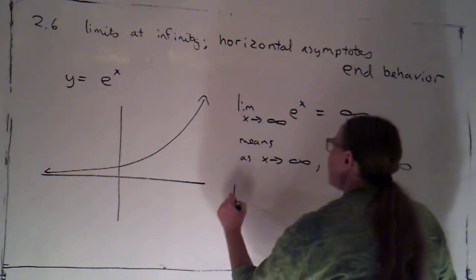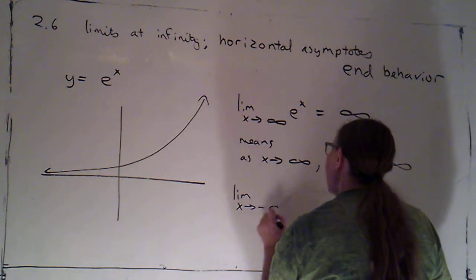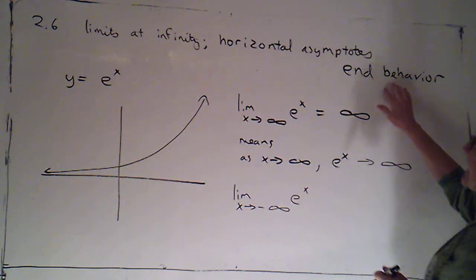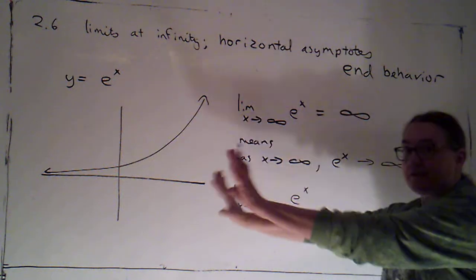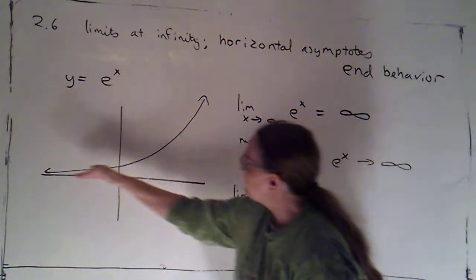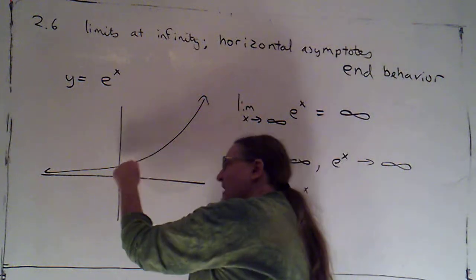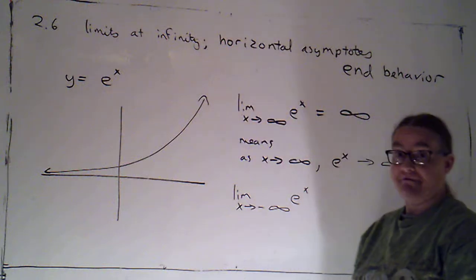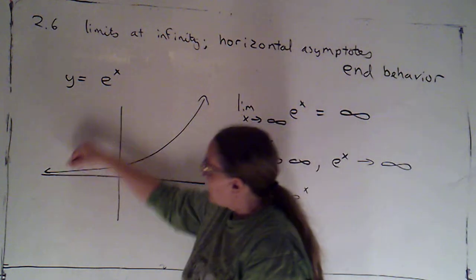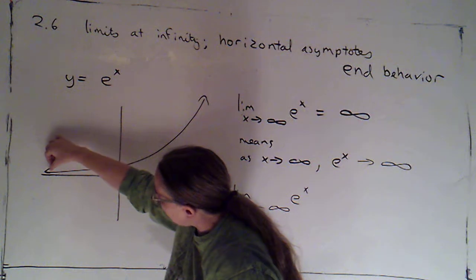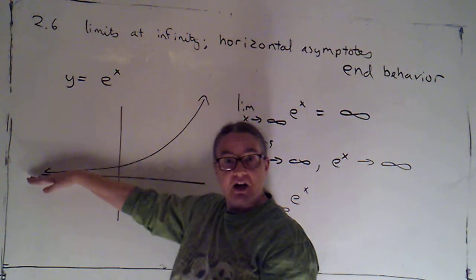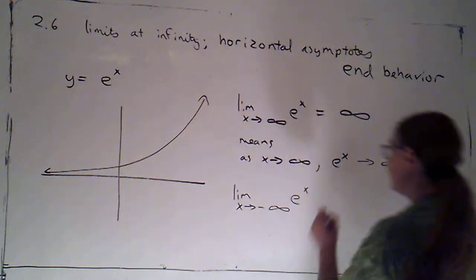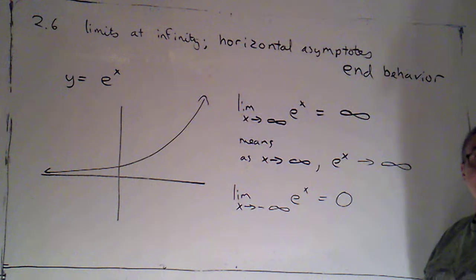Now, if I look at the limit as x goes to negative infinity of e to the x, that's describing the end behavior on the left side of the graph. What happens if I follow this graph and keep following it, going arbitrarily far to the left? And I can see here the y values are getting smaller and smaller and smaller. They're approaching the y value of the horizontal asymptote, which is the x-axis. So we would say that this is equal to 0.